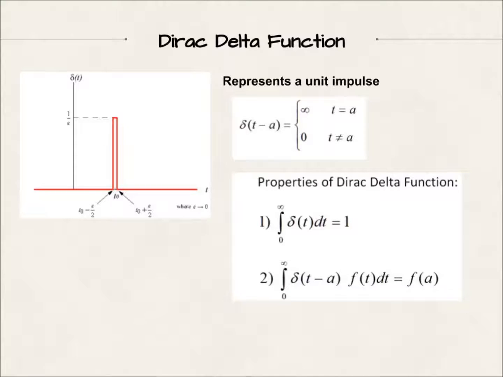The Dirac delta function represents an impulse function which is defined to be equal to infinity at t equals a and 0 at all other values. When integrating the Dirac delta function, it is always found that the area underneath the curve is equal to the area of a rectangle with height 1 over epsilon and a base of epsilon, which gives the integral the value of 1.